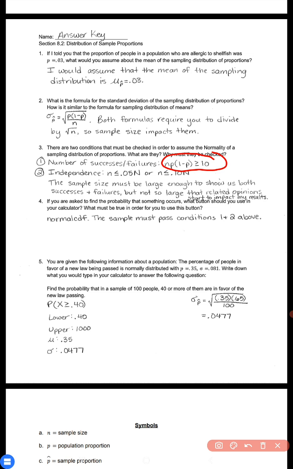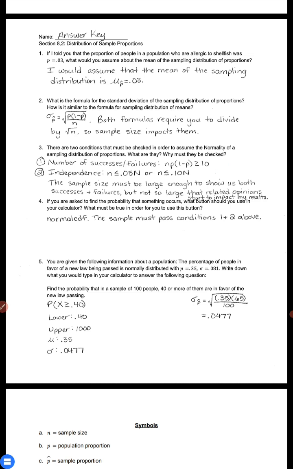So n is my sample size. p is the percentage of those in the sample who gave me a success. 1 minus p is the percentage who were considered failures. And when I multiply those together, it must give me a number greater than or equal to 10. And again, it's just because we've got to make sure that we see enough people or items in both categories to really understand what's happening with this data. Sample size is important. The other thing is we must check independence, okay?